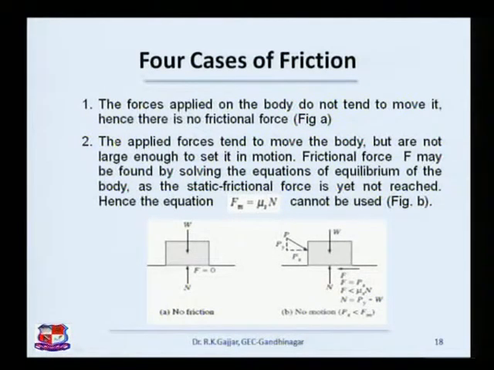Okay, so when friction comes into picture, there are four cases. Let us very well understand what these four cases are. The forces applied on the body do not tend to move it. In this case there is no friction. There is no force which is trying to move the body, and therefore the surfaces are both very friendly and they are saying that okay, no resistance given, friction is 0.